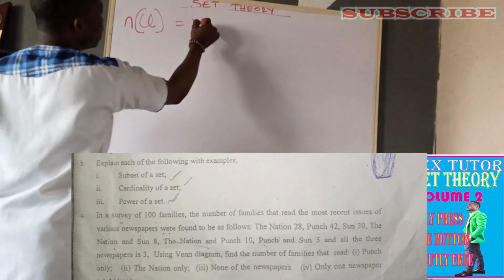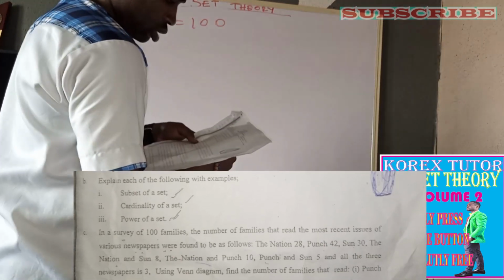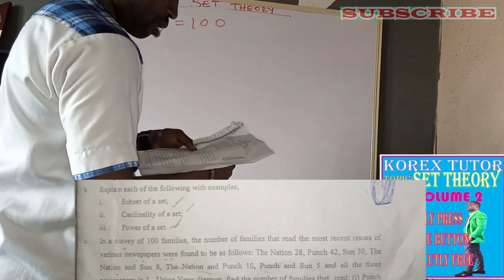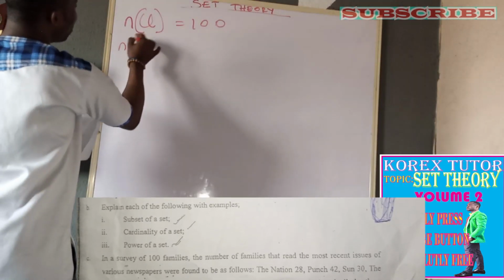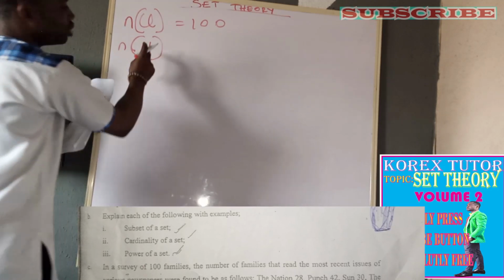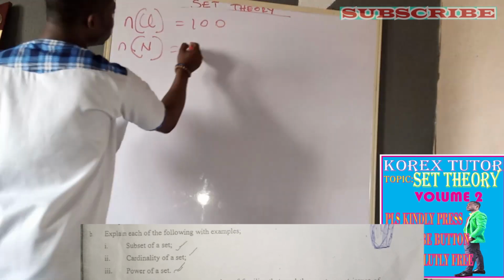The universal set is 100 families, right? Now, they say that in a family, the number of families is 100. The number of the Nation readers, where we use N to stand for the Nation, is 28.